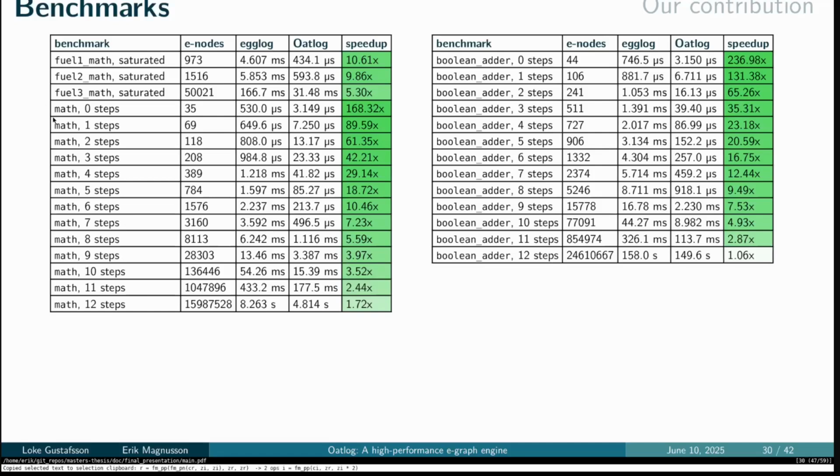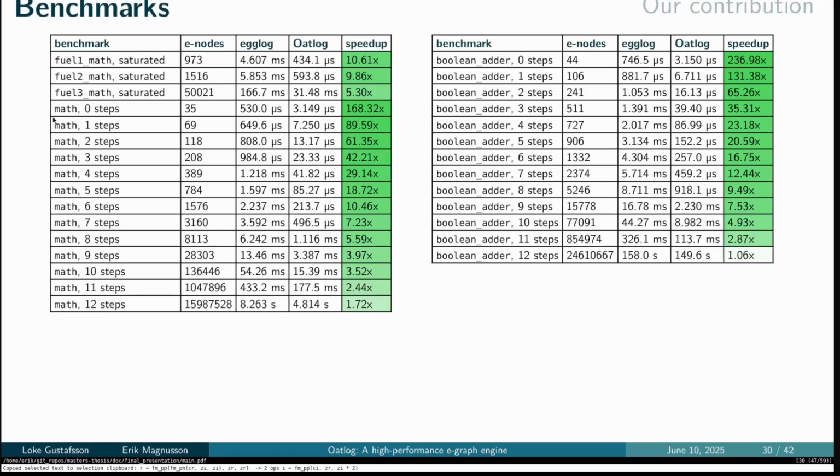And Boolean adder is similar. I think this multiplication is by, is it? It's kind of by 30 or 40. It grows extremely quickly between these two. And then these fueled math benchmarks are running all the way to saturating the e-graph, so actually computing the entire e-graph. And it's not all very large because we limited the amount of nested integration by parts.